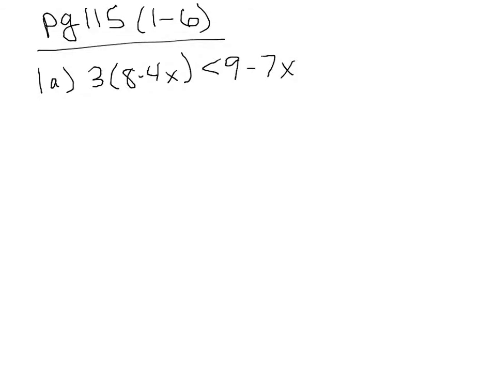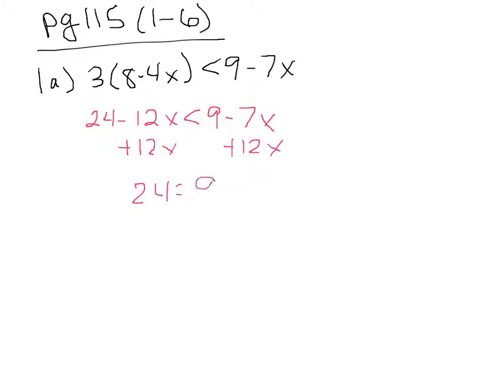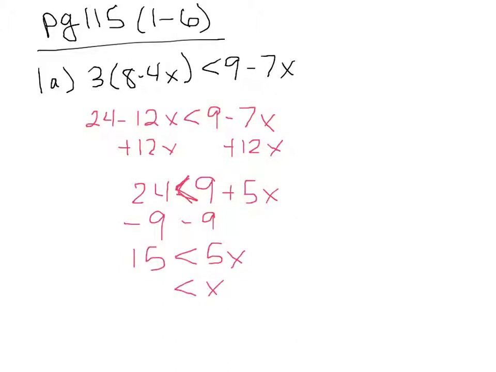Here is how you solve the homework. So for 1A, the first thing we're going to do is distribute, and then we're just going to solve this, get all the x's on one side. So I'm going to do it this way. 24 is less than 9 plus 5x minus 9 minus 9. This is 15, so x is greater than 3. If you graph that, we want x to be bigger than 3, so it goes that way.